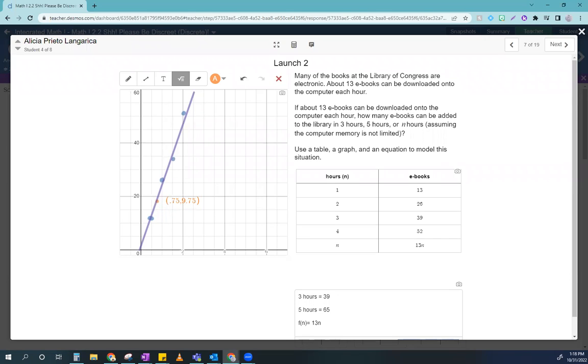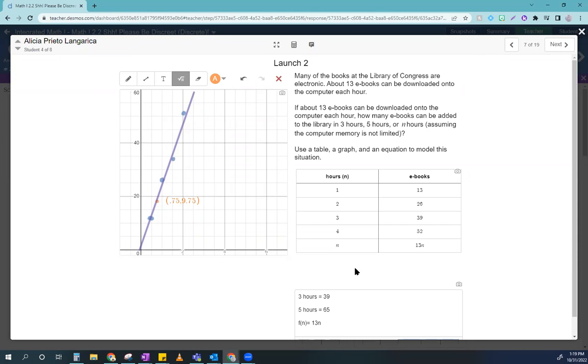So 9.75 books. Wait, what happened? I know there's a lot of chaos today. That's okay. Okay. So, hey, Miss Johnson, how many books have you downloaded so far? Would you all look at me crazy if I said, hey, I got 9.75 books downloaded so far? Does that answer make sense? Yeah, that answer makes sense.